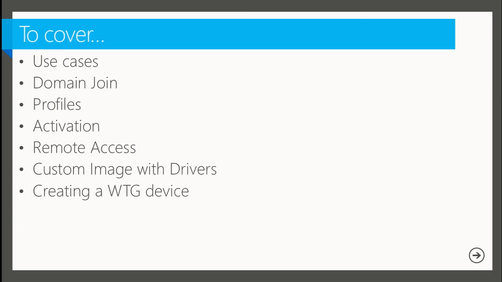So, number one is to cover different use cases, when Windows to Go really works and when it doesn't work. We're going to talk about things like domain joining and workgroups, profiles, activations, remote access, images. How do you create the Windows to Go device?